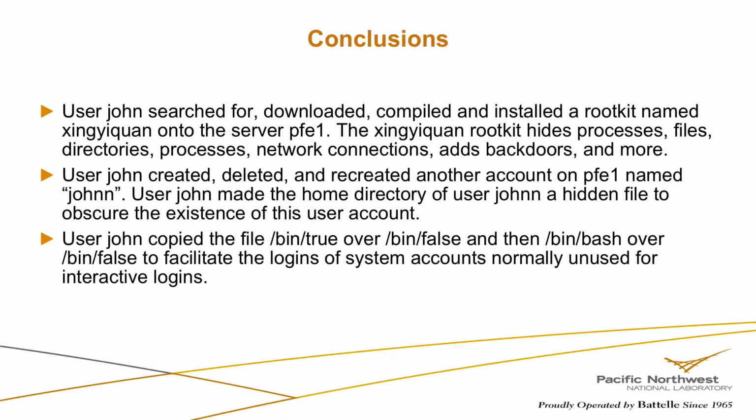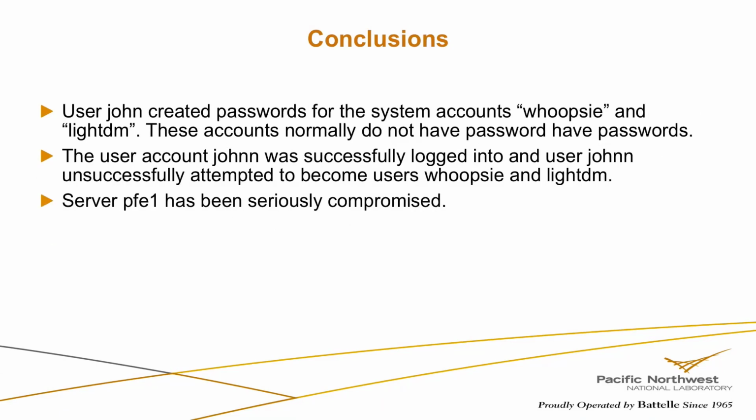He created a username, John N, hid the name. He copied bin true to bin false and then realized this wasn't going to work. And then he copied bin bash over bin false so that system accounts that don't normally log in can log in as backdoors. He changed the password, created passwords for Whoopsie and LightDM. These normally don't have passwords. User John N logged in. He tried to become Whoopsie and LightDM, but this didn't work through an su.